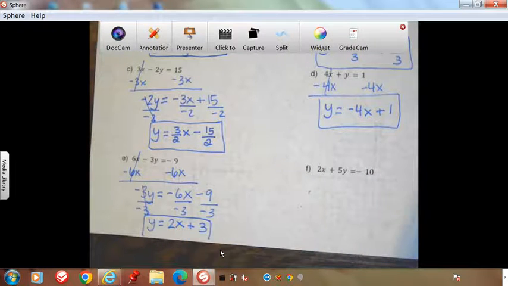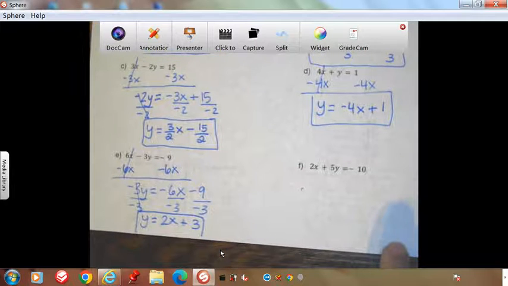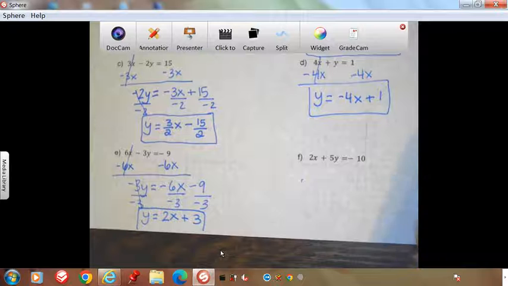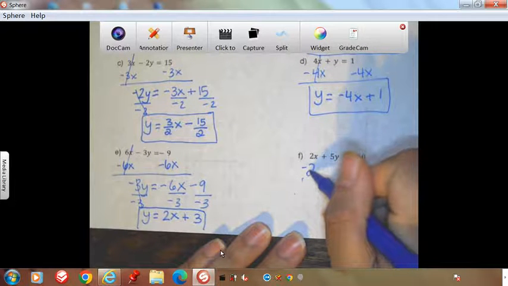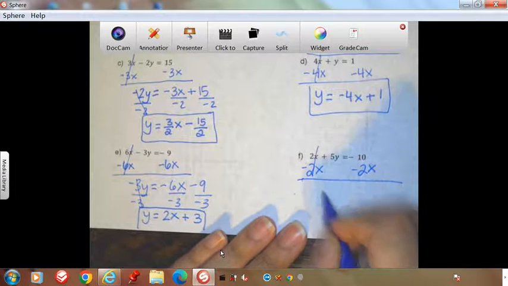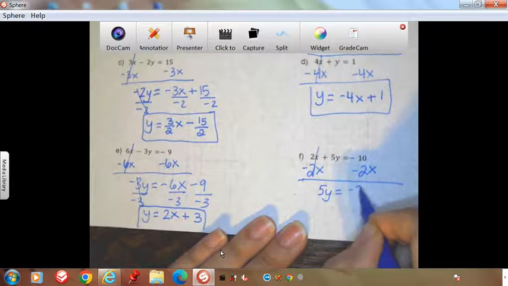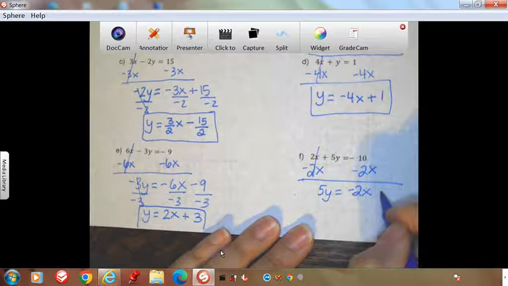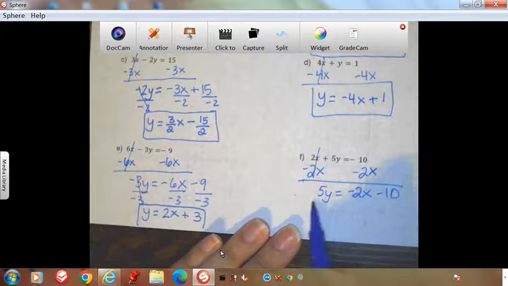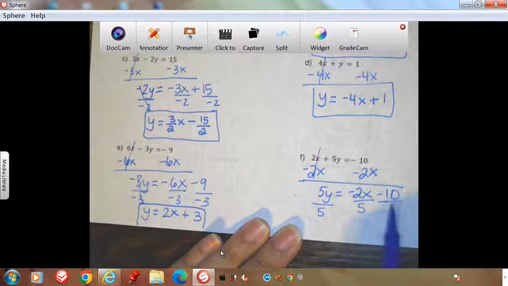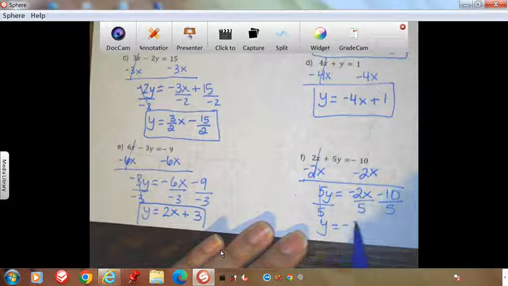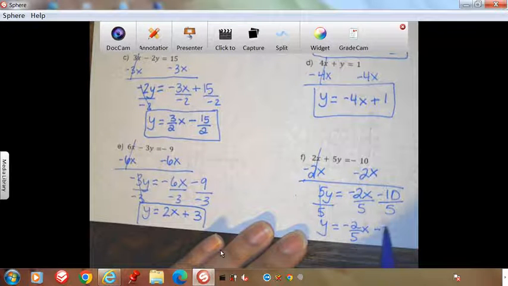Okay, and then finally for letter F, if you'd like to try this one on your own, you can pause it, or you can follow along. I'll go through this last example before we try the back page, which is more of the same. But last one, you want to subtract 2x from both sides, bring down the 5y, then bring down the negative 2x before the negative 10. Just keep the signs with each term, and then divide by 5 to finish up. Divide everything by 5 so that your final answer is y equals negative 2/5 x minus 2. This would be the final answer.